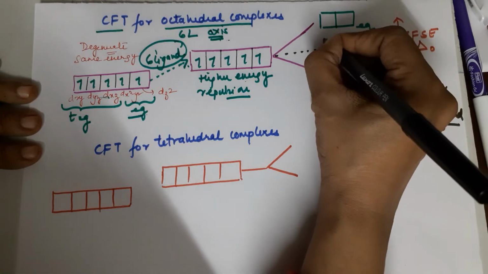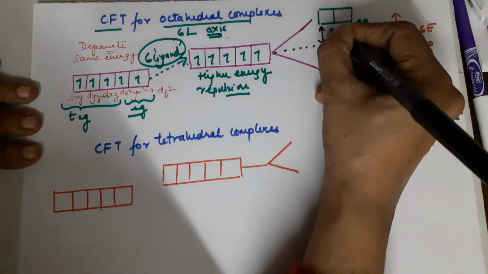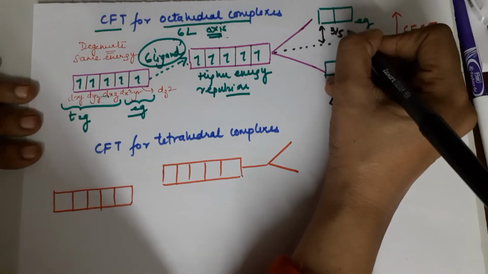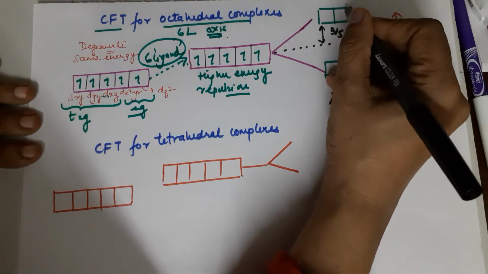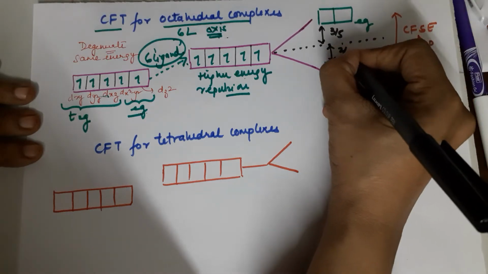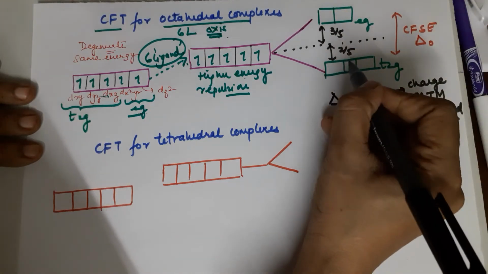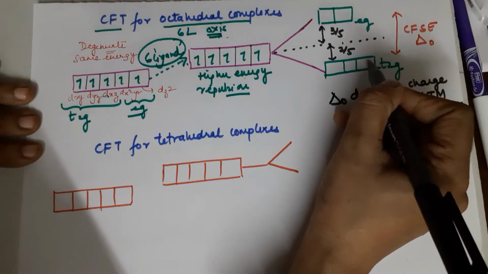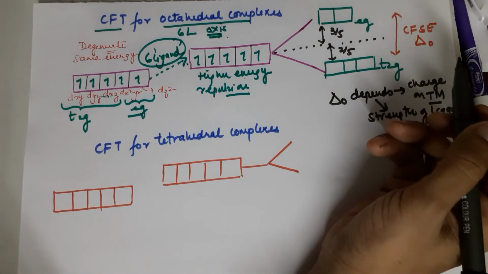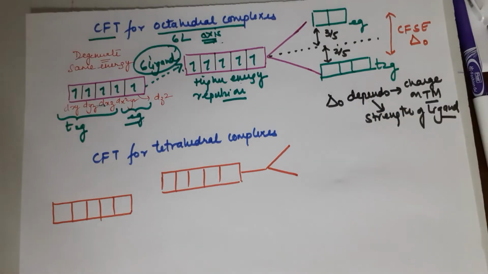This increase in energy is given as 3/5 for each of the 2 orbitals. So 3/5 plus 3/5 makes it 6/5, while here there is a decrease in energy by 2/5 per orbital. So 2/5, 2/5, 2/5. This also is 6/5. So a decrease of 6/5 and an increase also of 6/5.